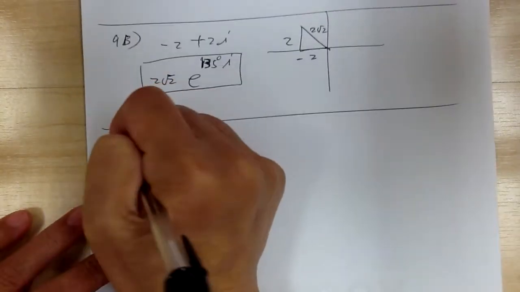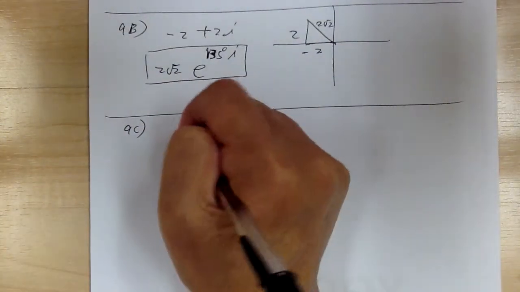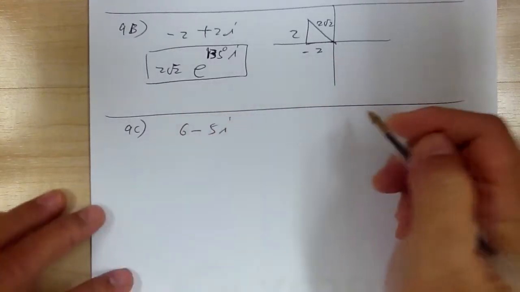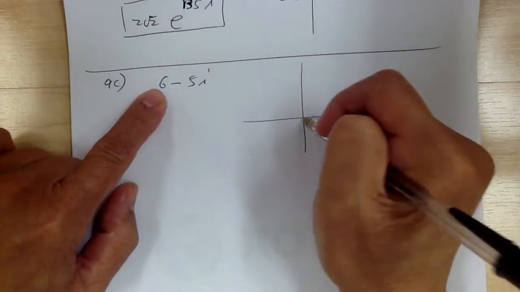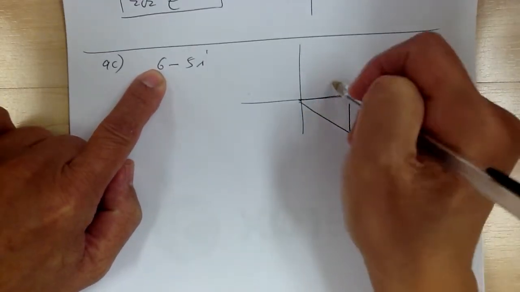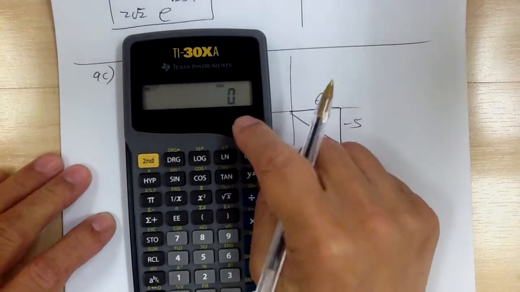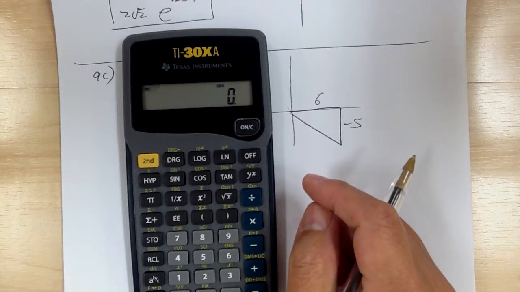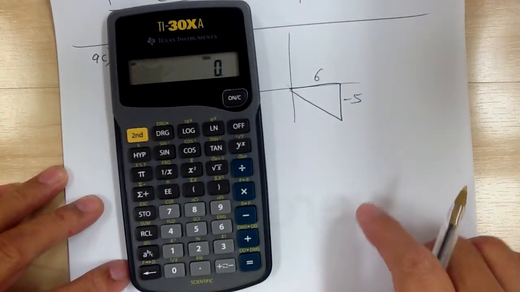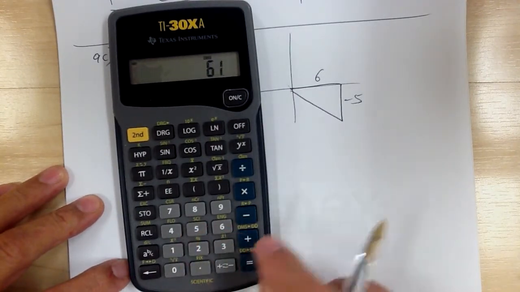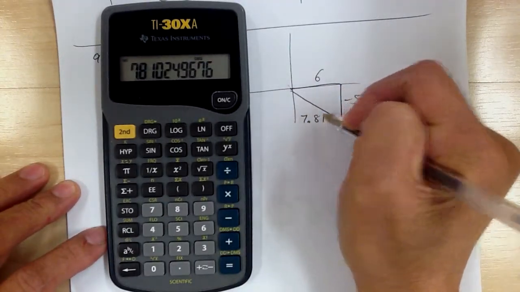Okay, let's go to 9c. You have 6 minus 5i. So 6, minus 5. This one is not going to be a nice number, so you have to use a decimal, 2 decimal places. From here use your Pythagorean theorem. So 36 plus 25 equals 61, square root. So this is going to be 7.81.